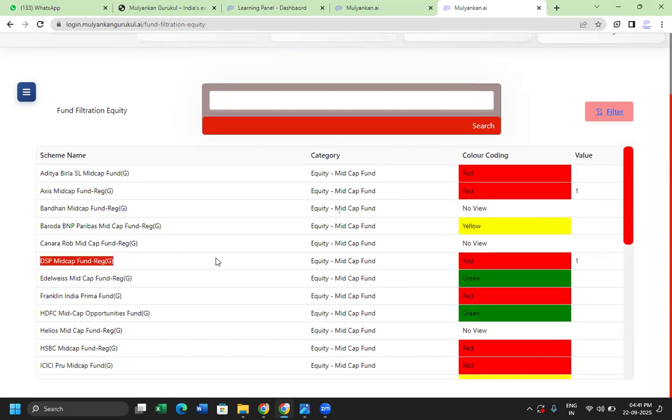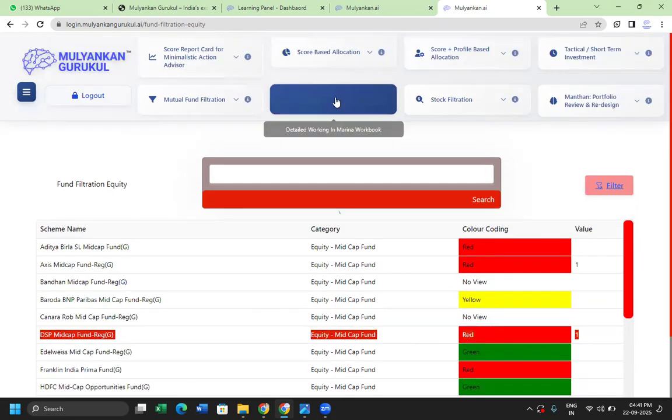But this could be a potential outperformer. How do we identify this? This we identify on the basis of style.